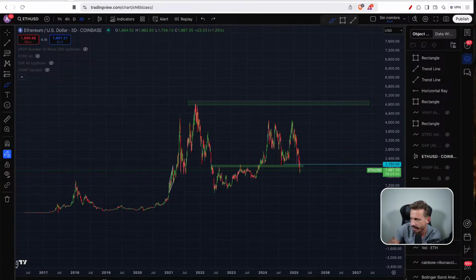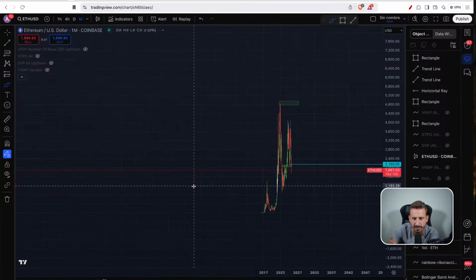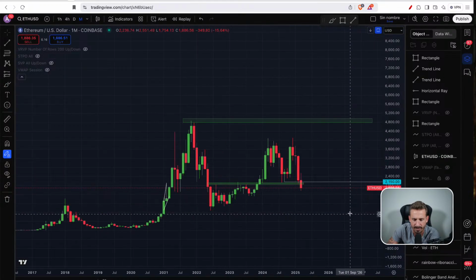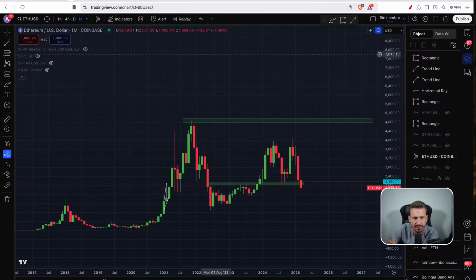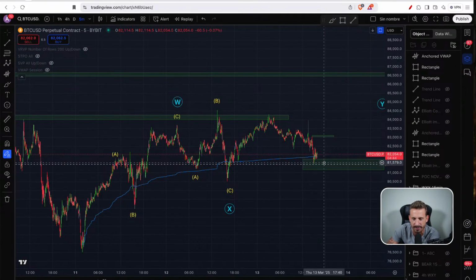There's only one thing left on the monthly to touch. One more thing. Monthly chart. Bitcoin is holding right over here. It would be nice, guys. I'm looking for the double bottom.